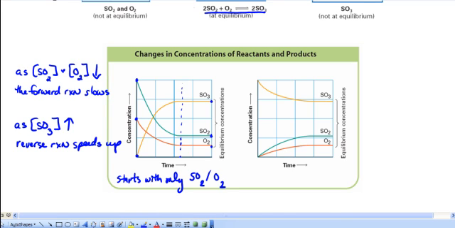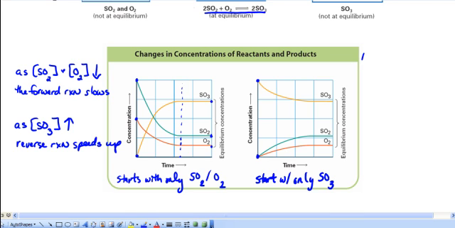Now, let's take a look at scenario 2, where you start with only product, which is SO3. If you start with only SO3, notice it's up here, you have SO3, which is product. Both our reactants are at 0. Well, what's going to happen is that the reverse reaction is going to occur. As the reverse reaction occurs, the SO3 decreases. They're colliding with one another, and our SO2 and O2 are going to be increasing.